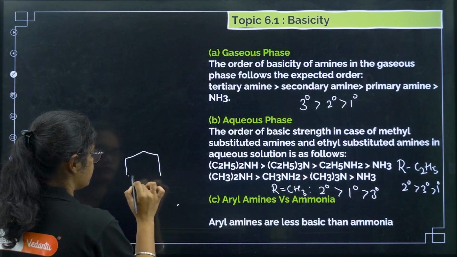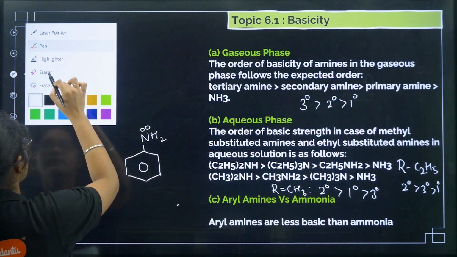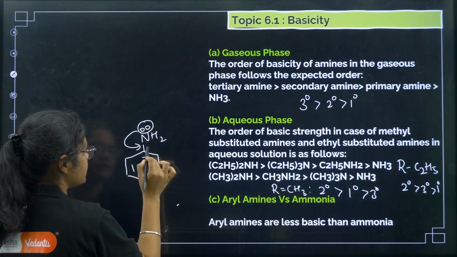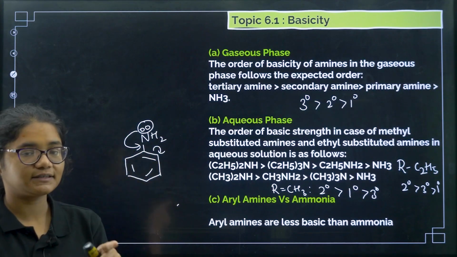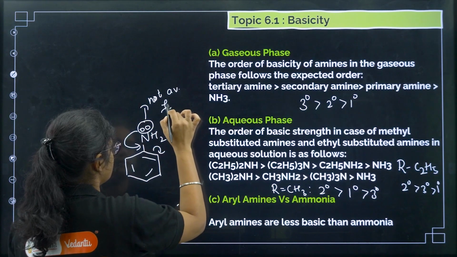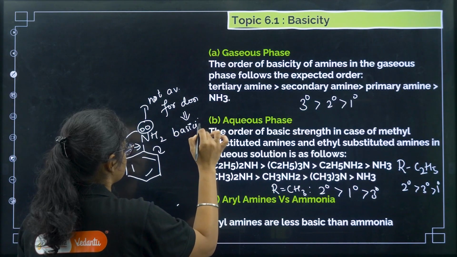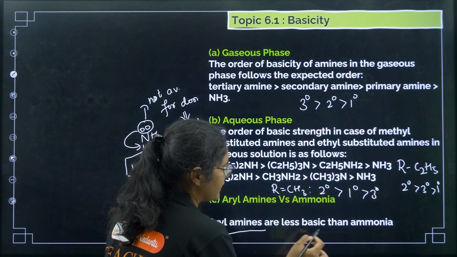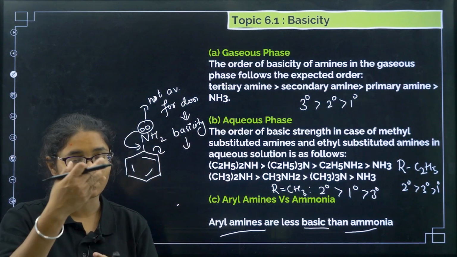So now if you see the NH2 group, this is aryl amines, or we can call it aniline, right? So now what happens, due to this lone pair of electrons, it undergoes resonance with the benzene ring. Now if it undergoes resonance with the benzene ring, this lone pair is not available for donation, and as a result basicity decreases, right? So that is what is told here. Aryl amines are less basic than ammonia, because the lone pair of nitrogen in the aryl amines is involved in resonance.